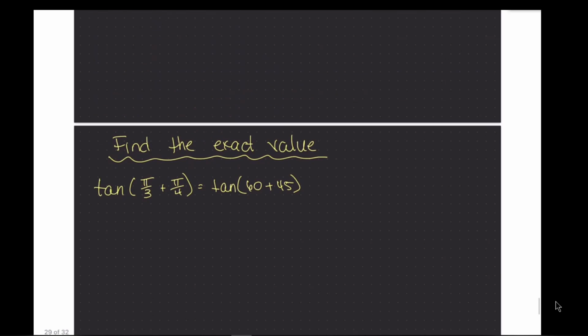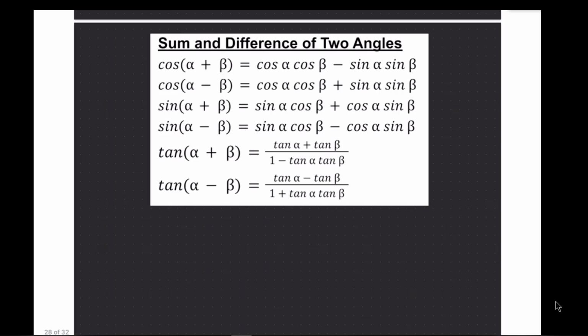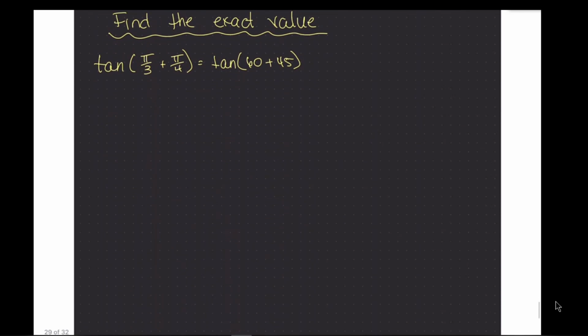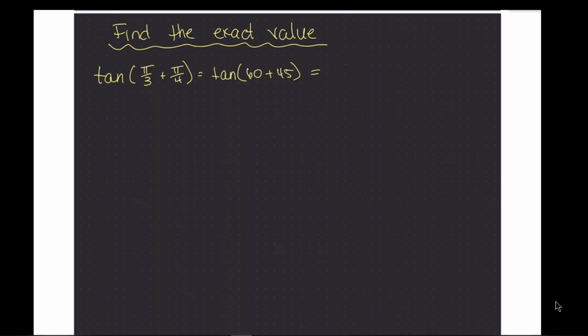It's a sum, right? So if we look at our little reference sheet, which one are we going to use? This little guy, right? Yep. So you're adding the tangents on top, and then on the bottom you do 1 minus the tans being multiplied, right? So we'll just write out the formula for this one. This is going to be tan alpha plus tan beta divided by 1 minus tan alpha times tan beta. Give you a moment to get that one written down.